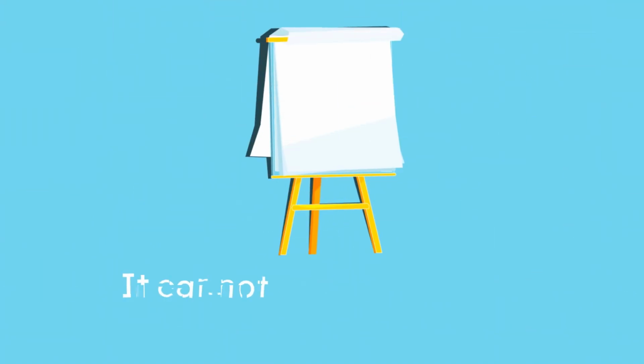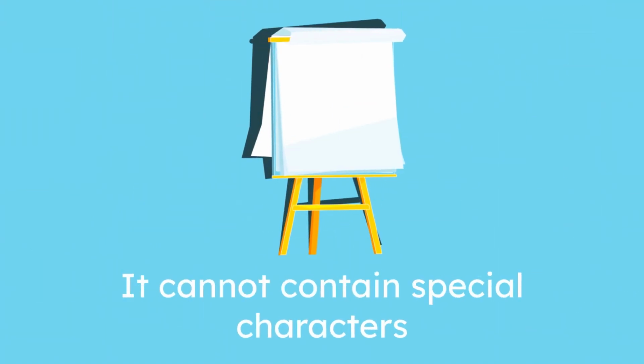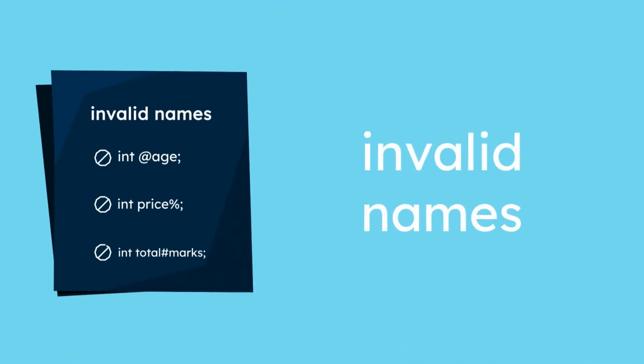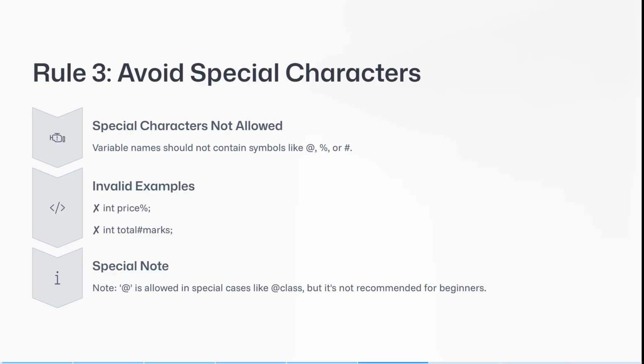It cannot contain special characters like the @ sign, % sign, or hash. Variable names should include only letters, numbers, or underscores. Symbols like @, %, or hash are not allowed inside variable names. Examples of invalid names, as shown on your screen: int @age, int price%, int total#marks. These symbols are either reserved or serve a different purpose in the C# language.